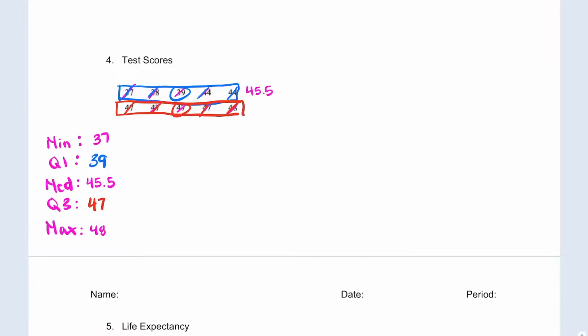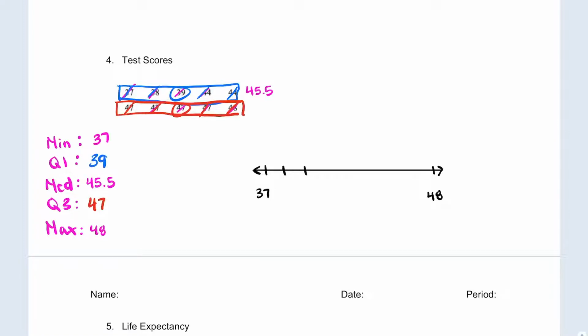Now let's create our box and whisker. Some of you have forgotten that a box and whisker plot needs a number line. I will not give you points if you just draw your box and whisker. It needs a number line below. So let's see, my minimum is 37. My maximum is at 48. I think I need 11 spaces in between, something like that. So try your best. Doesn't need to be perfect.